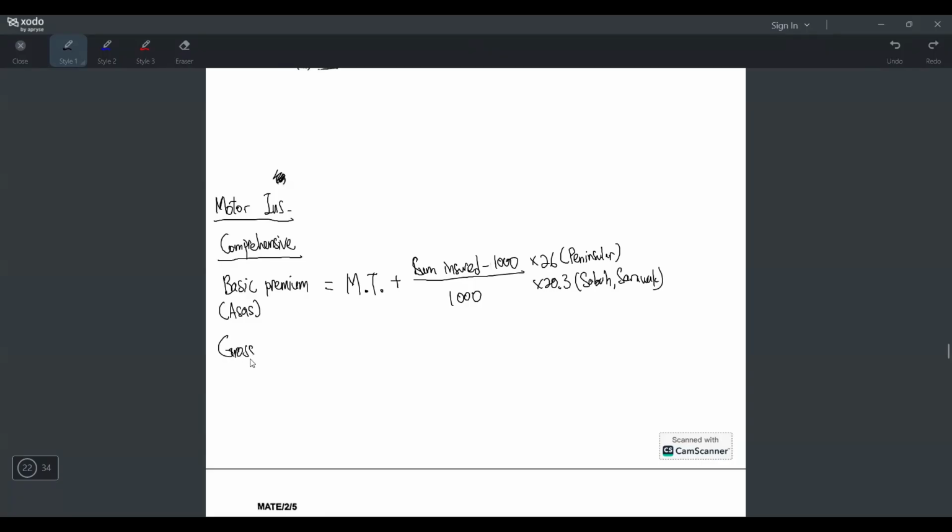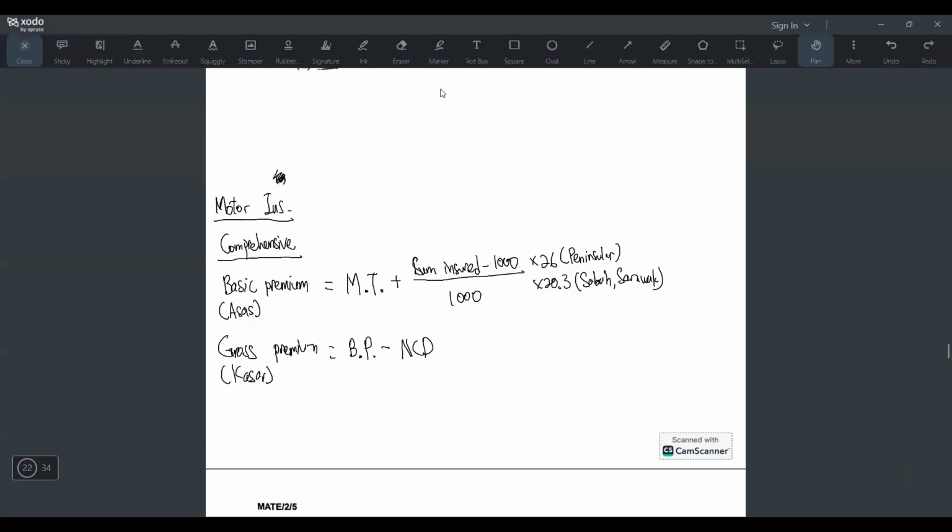And how to get the gross premium? The gross premium, in Bahasa Melayu, is premium kasar. You have to take the basic premium answer. After you do all this, take the basic premium answer, I'll just write BP, short form, and minus the NCD. Okay, all right. So this is how you calculate for comprehensive.